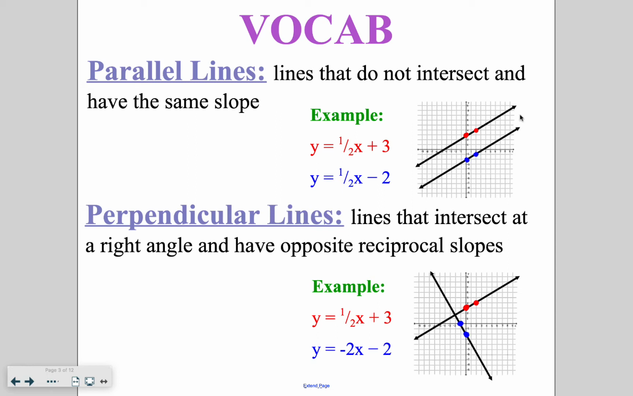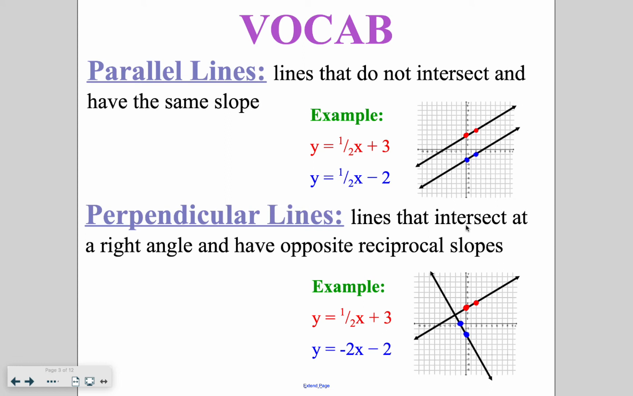So those parallel slopes, those matching slopes of 1/2, are what guarantees that those two lines are never going to intersect. They keep going up 1 and over 2, but they have different starting points, so they never get any closer together.